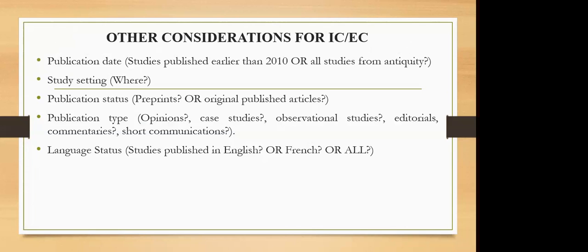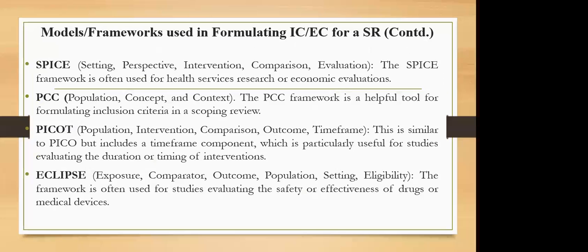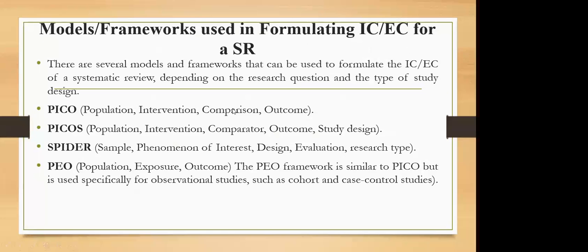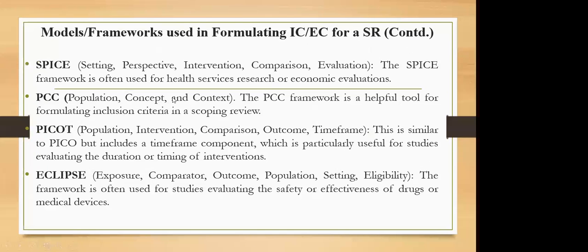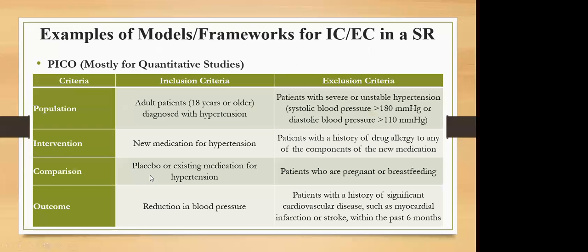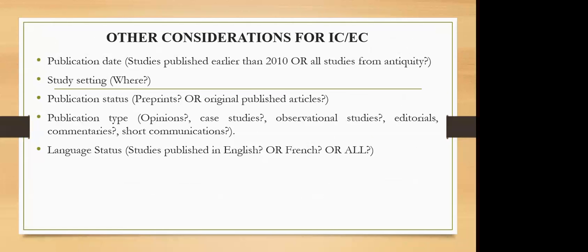Now, like I said, while you're conducting your systematic review, it's possible that it is not just the frameworks that we've listed here, such as PICO, population, intervention, comparator, outcome, study design, sample, phenomenon of interest, design, evaluation, and research type, and all these other things, right? There are still some other considerations that we need to consider for our inclusion and exclusion criteria.